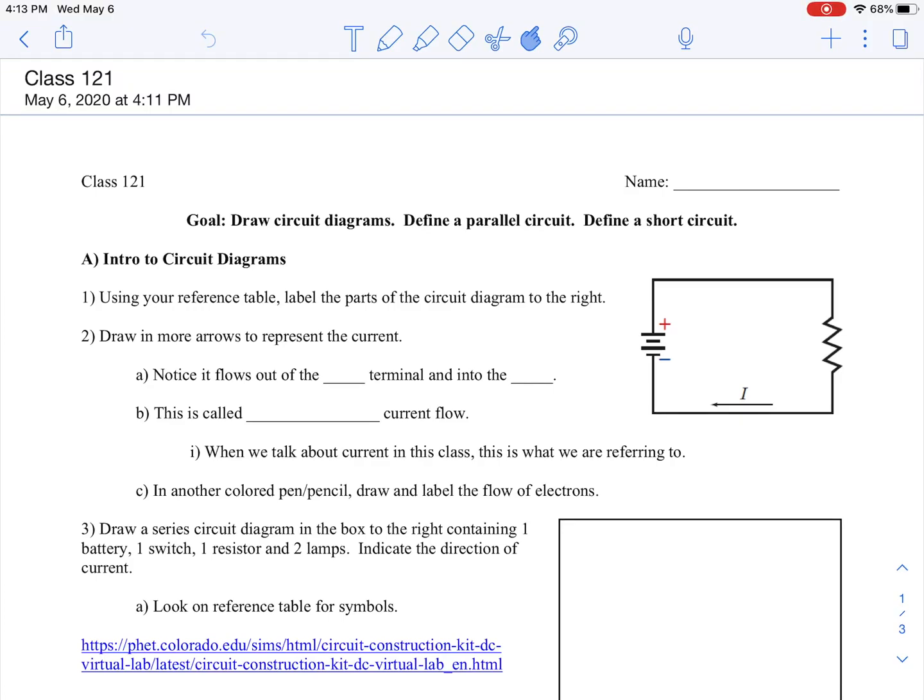Everyone, we're starting a new unit today. We'll still continue with circuits, but a little bit more on circuit diagrams, how circuits work, and things like that. So this is class 121.